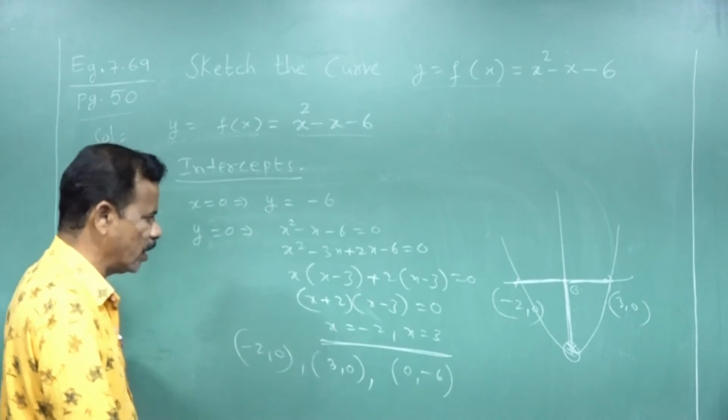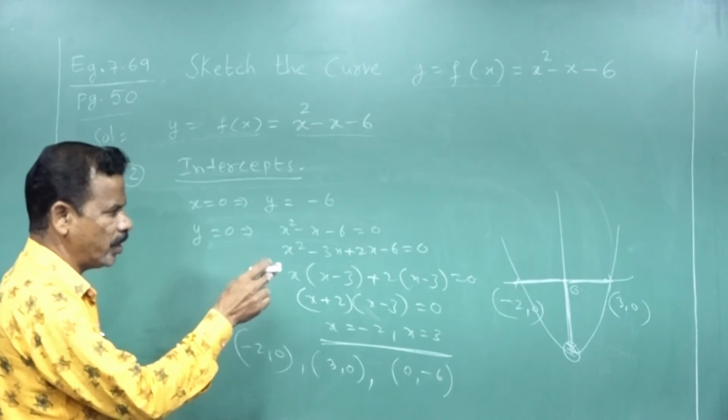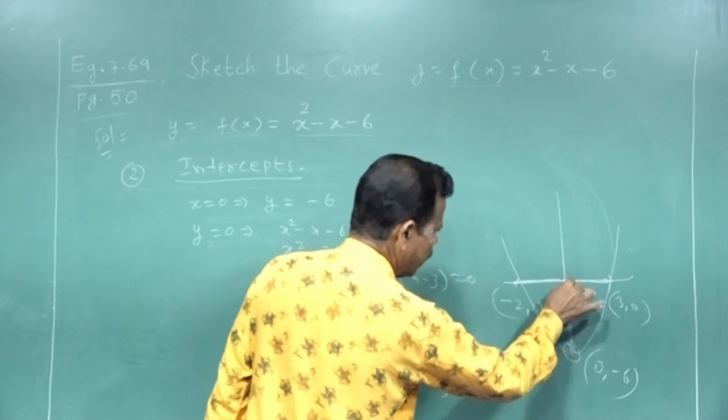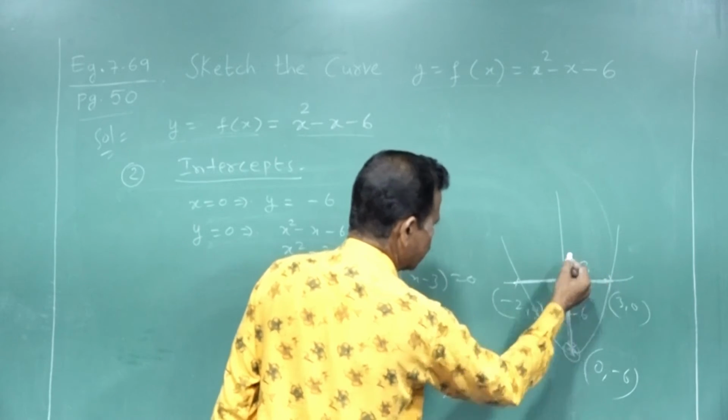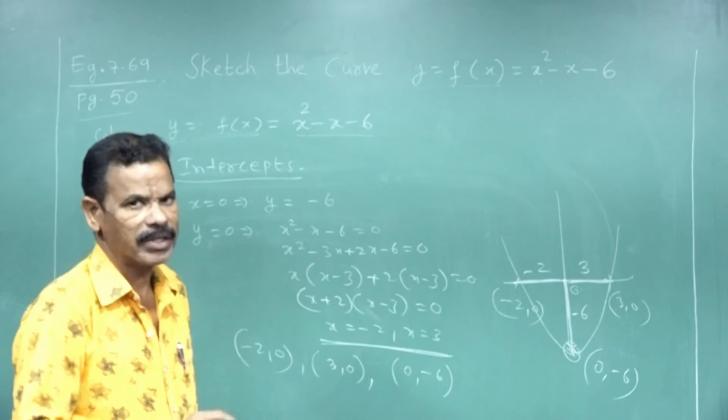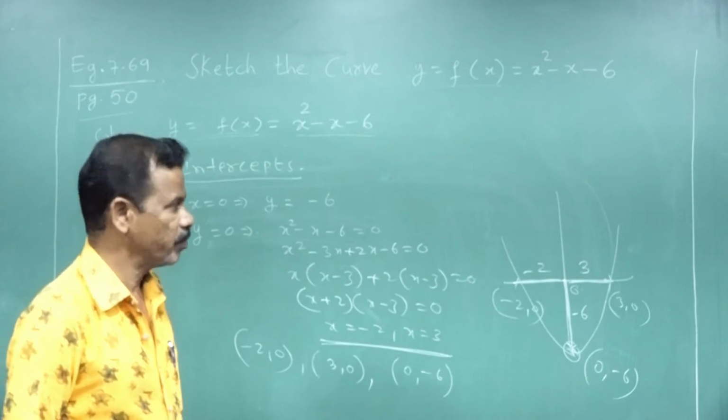Which 3 points? Minus 2, 0, 3, 0, and 0 comma minus 6. So the y intercept is minus 6, the x intercepts are 3 and minus 2. So minus 2, 3 and minus 6 are the x and y intercepts.